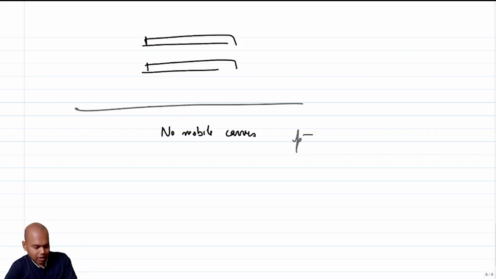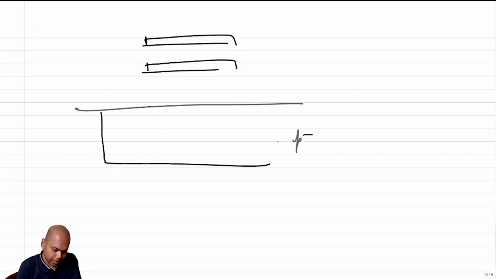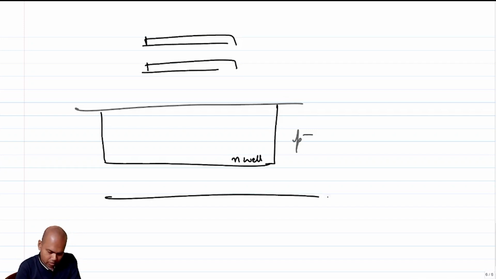But having said that, even if you are using a P-type substrate, there is something that you can do, and that is as follows. Let's say, for the sake of argument, you dig up an N well here. Okay, let's say this is an N well. And then what I do is I reverse bias this N well. I put this N well to VDD.